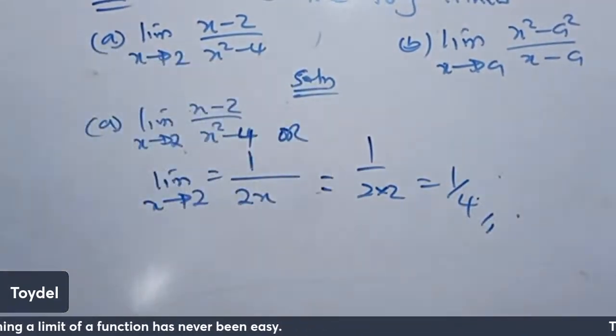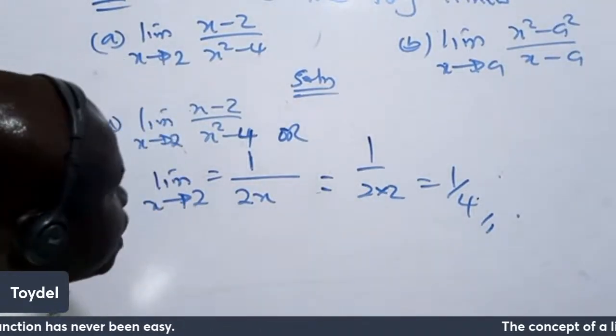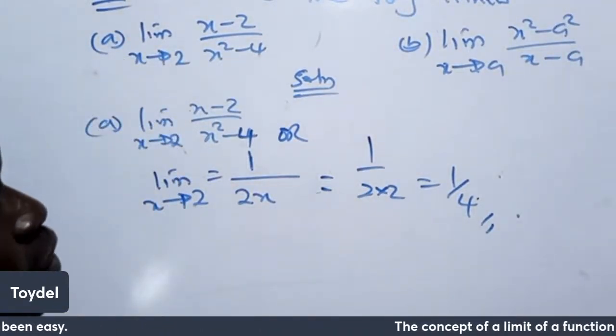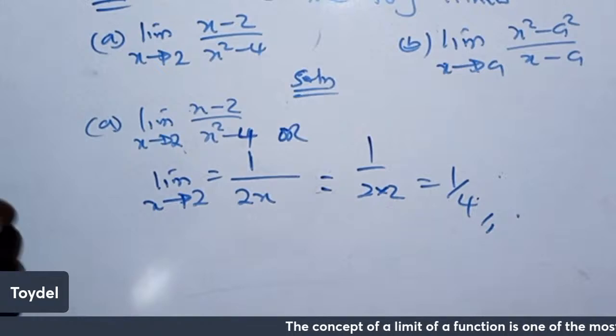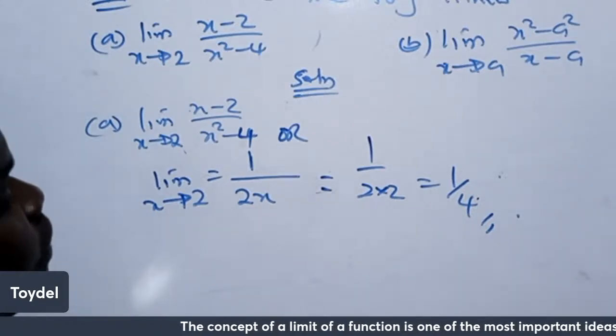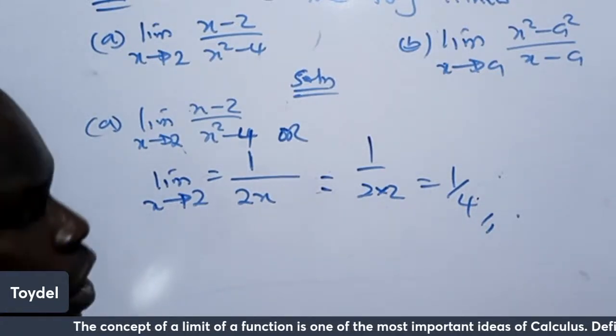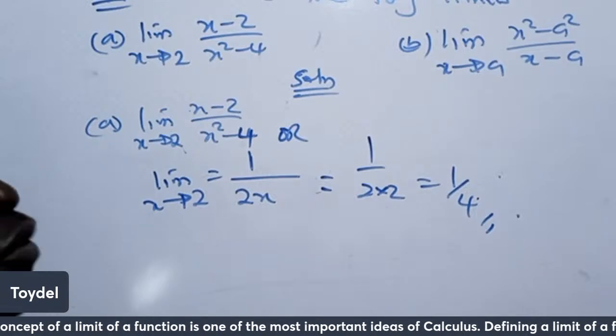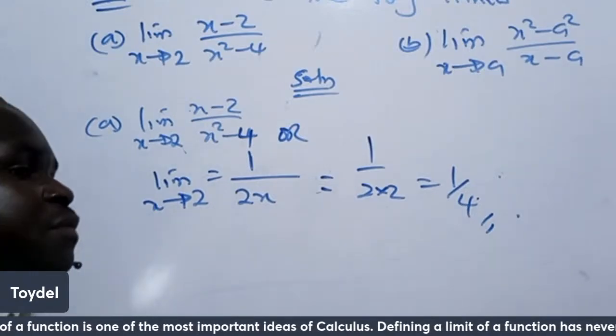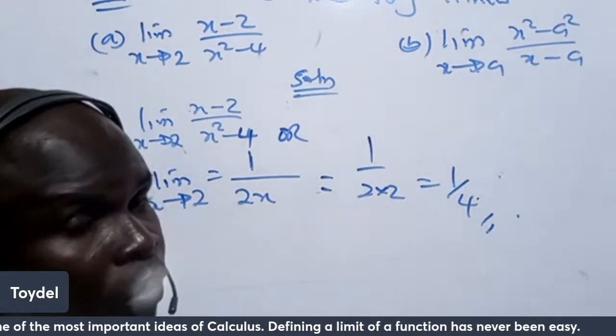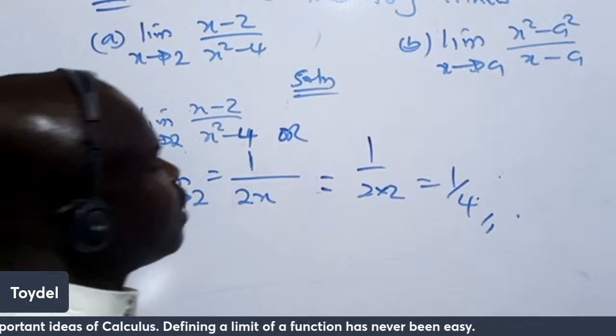So when you want to take the limit of a function that is fractional, if you substitute directly and it gives 0, go ahead and factorize, if the expression you are given is factorizable. And if it's not factorizable, just go ahead and use L'Hopital rule. That is, you differentiate both the numerator and the denominator before you substitute for the value of x.